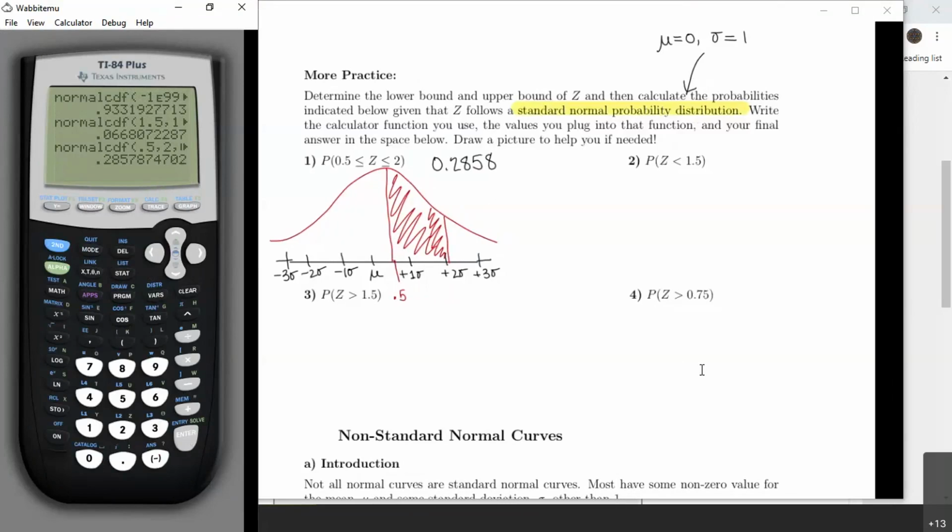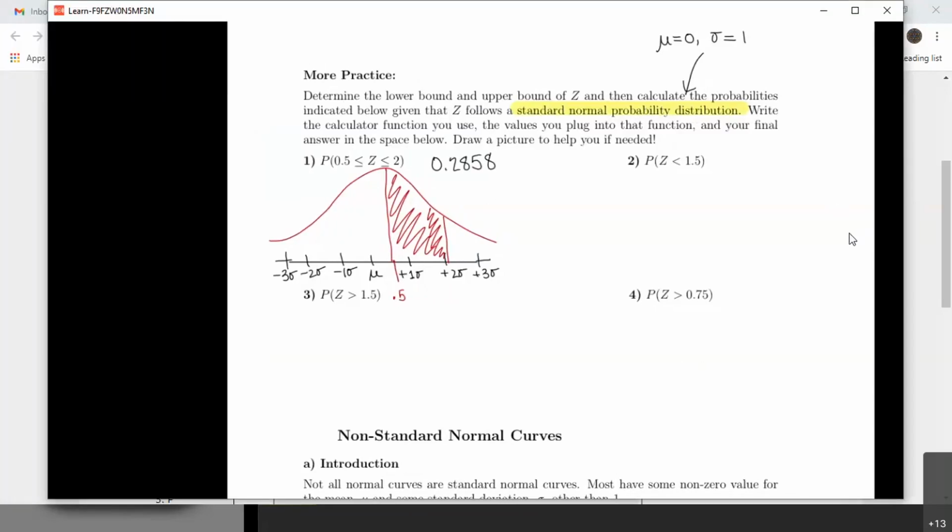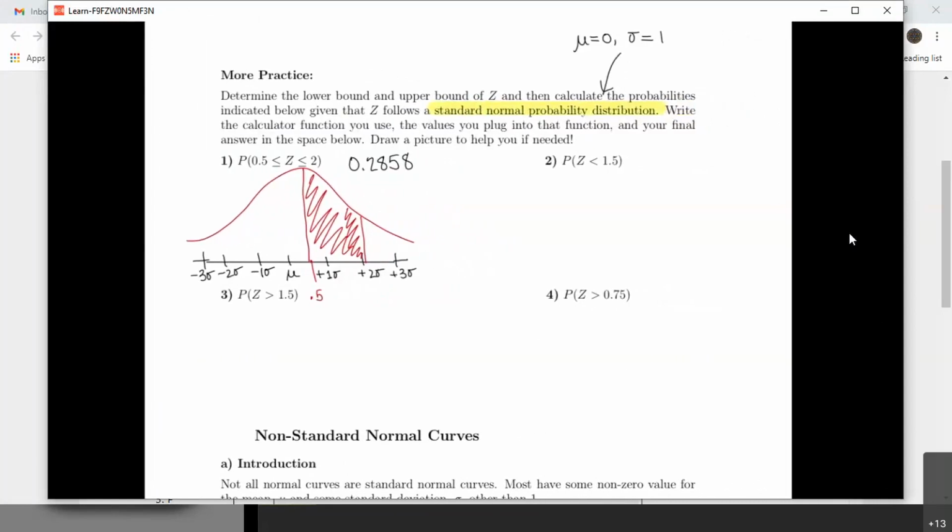Okay, using your calculator of choice, they'll give you the same values. Here, you're looking for less than 1.5. Notice there's no equal sign here. It's important to realize with continuous distributions, there's no difference between less than and less than or equal. So there's no difference.